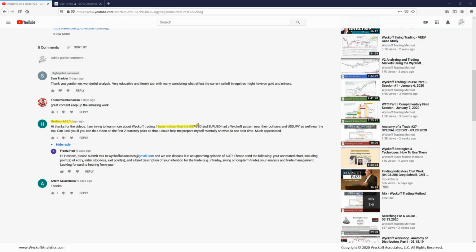I have noticed that the pound and euro against the US dollar had a Wyckoff pattern, well, near the bottom. Well, all of the price structures would have some kind of Wyckoff pattern built into them automatically, because this is just a Wyckoff interpretation that we put on any structure. And then also the Japanese yen. Can I ask you if you could do the video on the first two currency pairs, so that it could help me to prepare mentally to see what comes next?